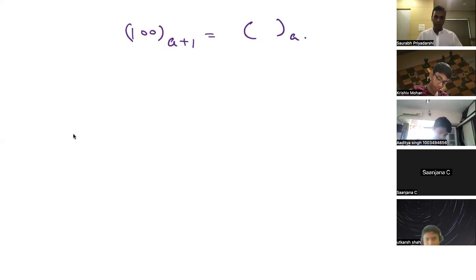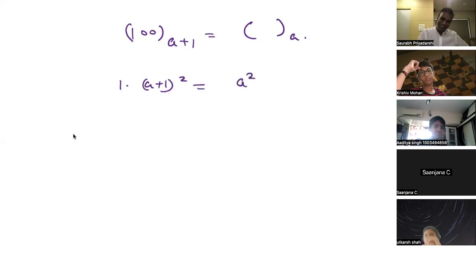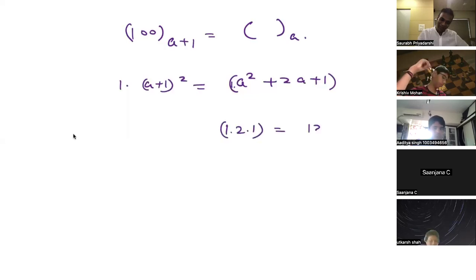Very good. Very good. In base A, yes. Very good, everyone. Right. So this is one of the simple questions, 1 into a plus 1 the whole square. So you can see directly the number is coming, right? 1, 2, 1. The number is 1, 2, 1 with the base a. Right. This is the magic, right?